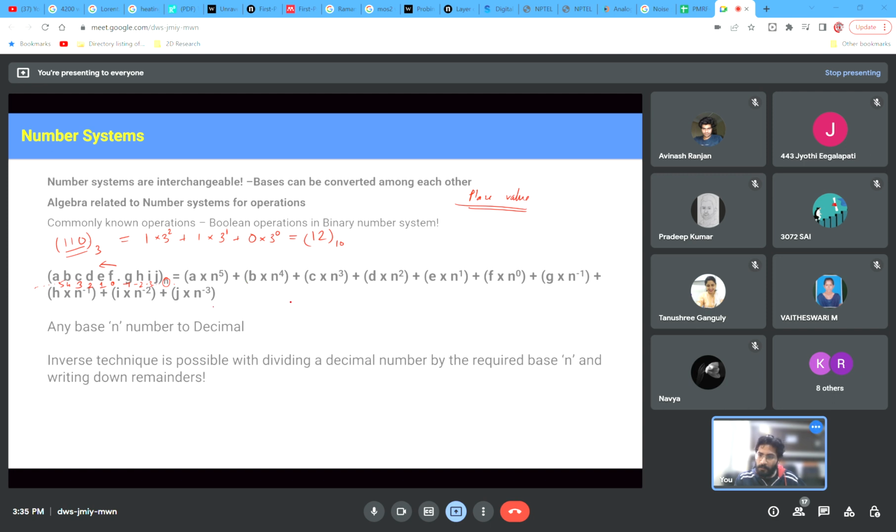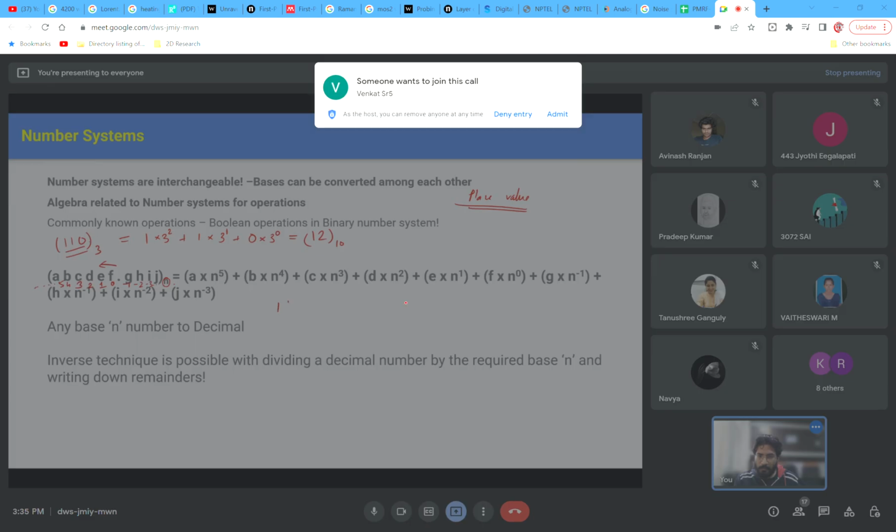So just for an example, can you guys convert this number to decimal, to base 10?